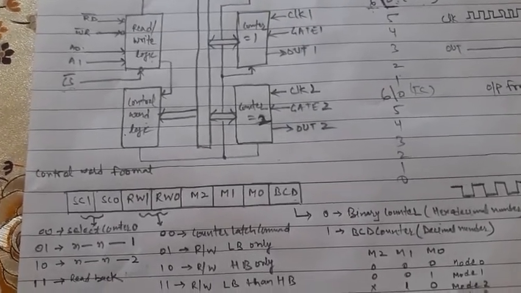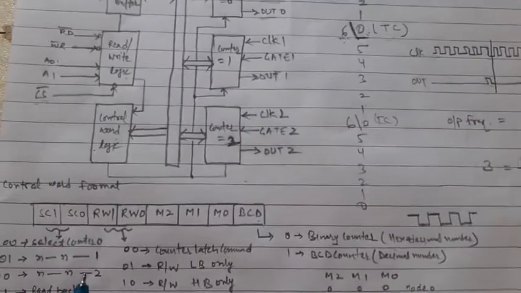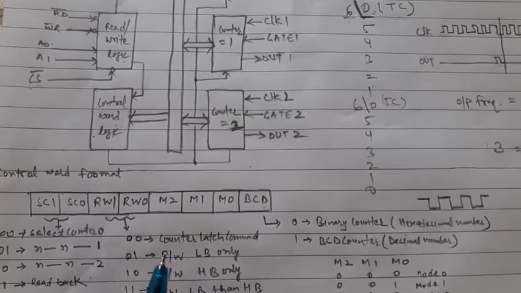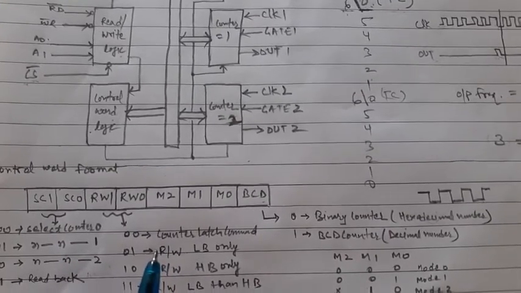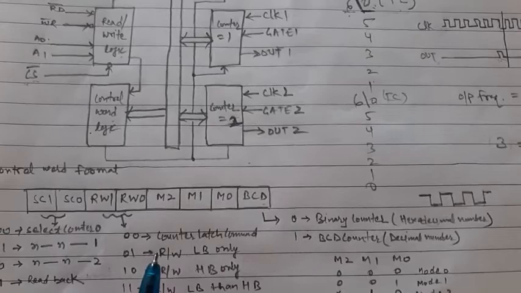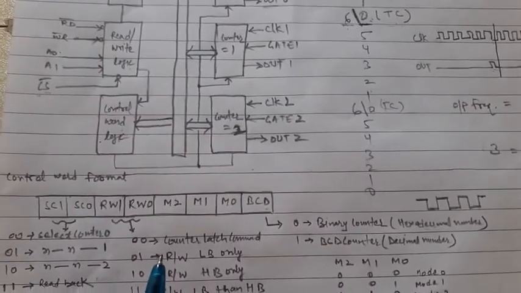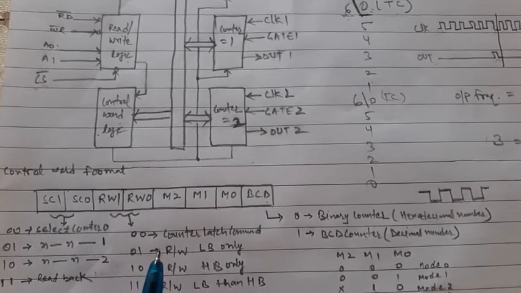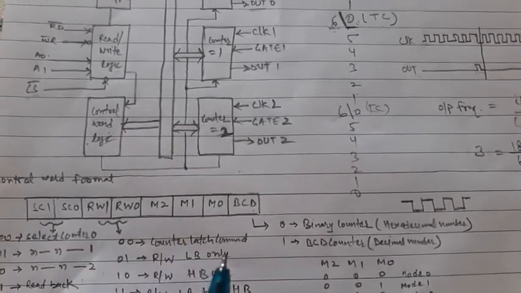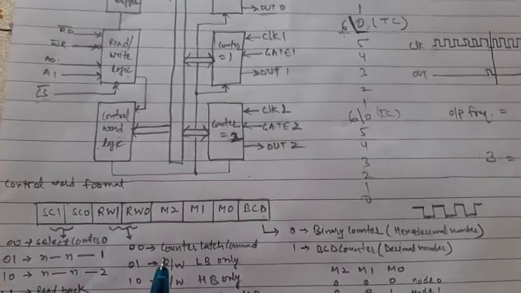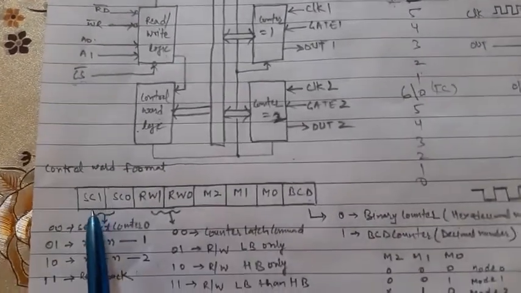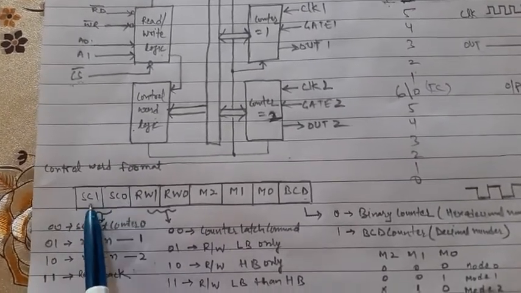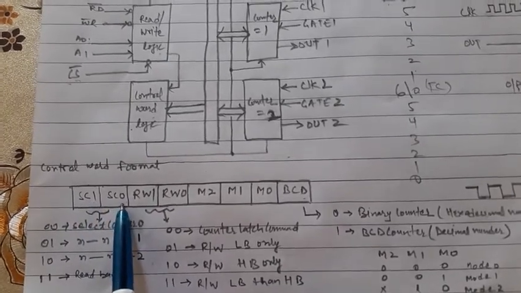These commands are given to the control word logic during the initialization. The values of the command that is set by the programmer is given to the control word, but it will not apply to all the counters. It will apply to only one counter that we have selected through the first 2 bits, SC1 and SC0. I have written over here SC1 and SC0, which are select counter 1 and select counter 0.